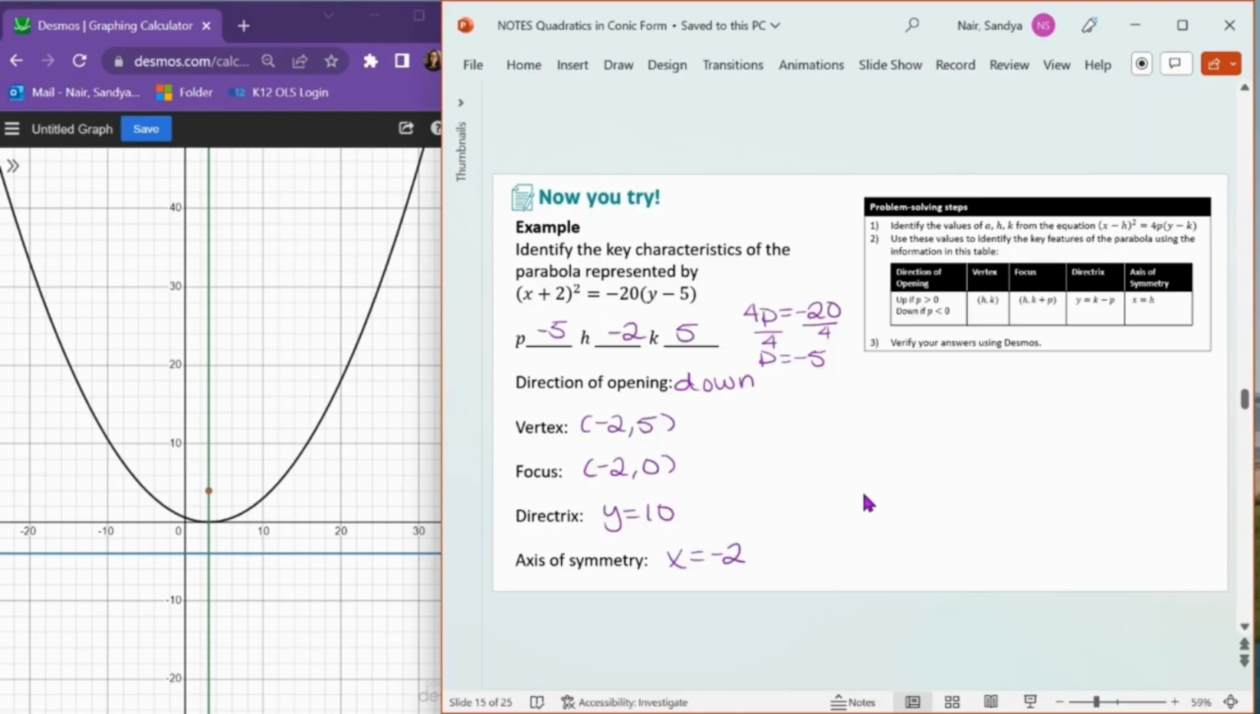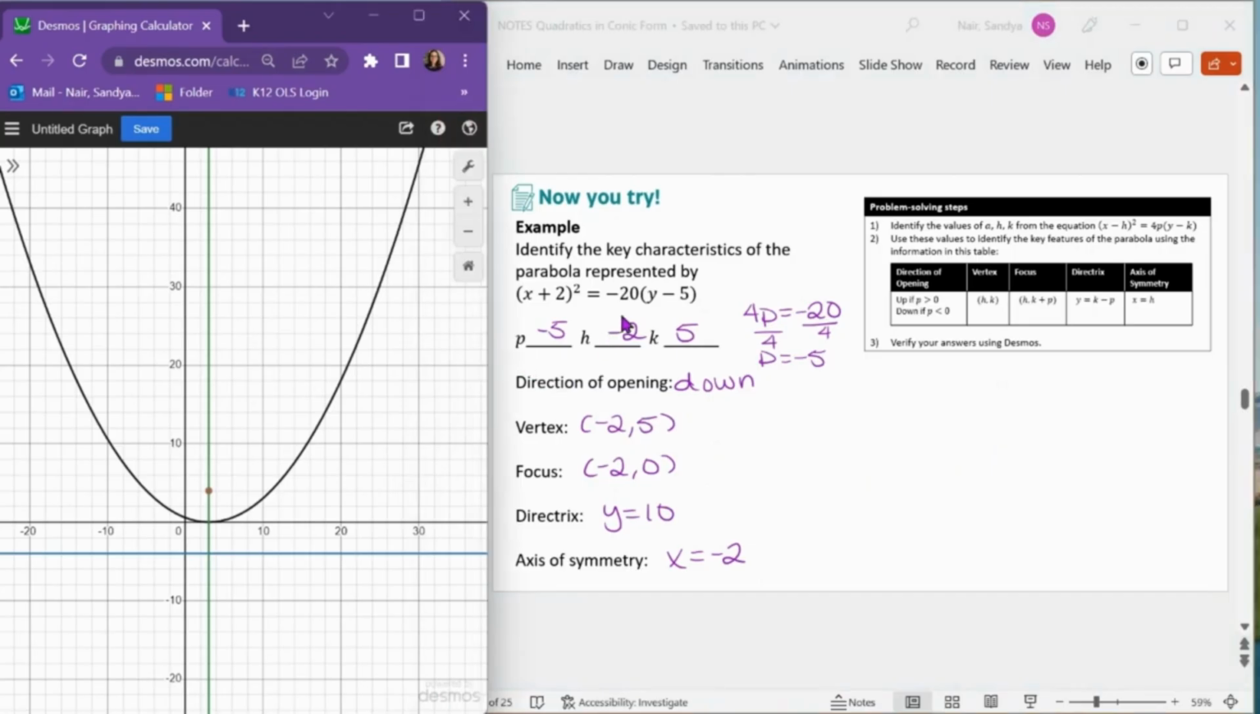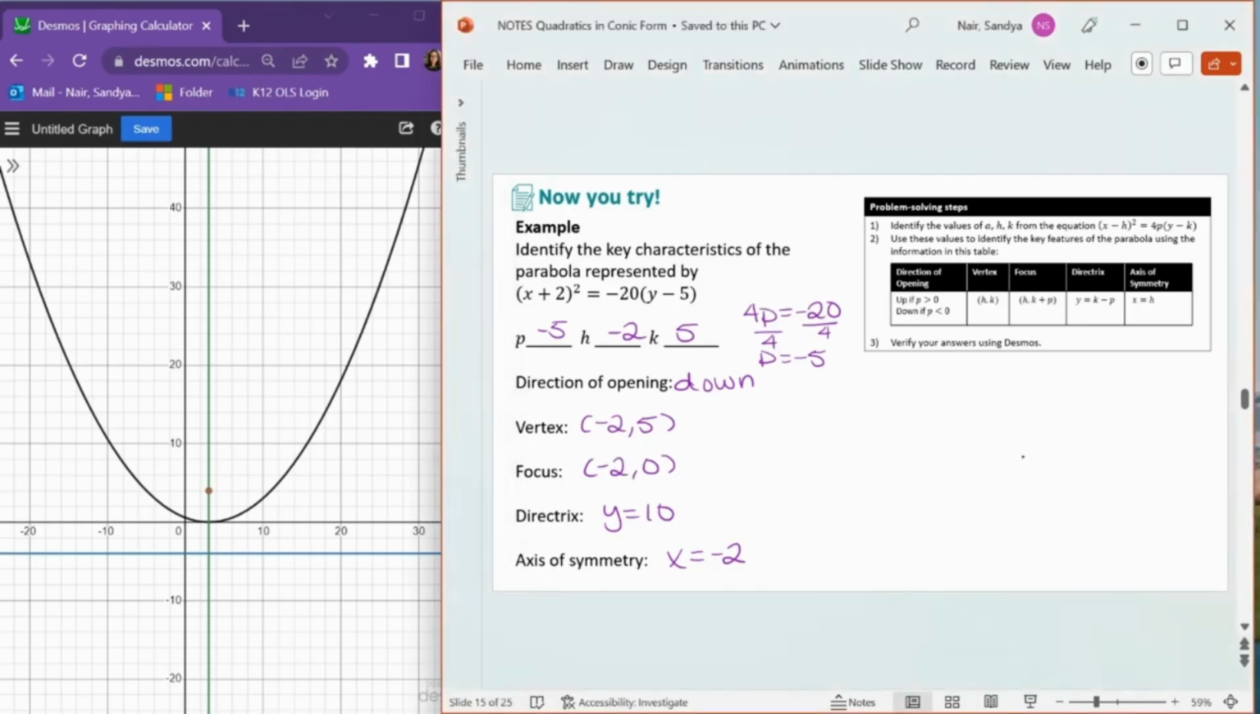So here, based on this equation, we can say that p is -5 because we do -20 divided by 4 and get -5. h and k will have the opposite signs, so we have -2 and 5. Since p is negative, this will open down. The vertex will be at (h, k), so (-2, 5). The focus, we will just rewrite the value of h and then do k plus p. So k is 5, k plus p will be 5 plus -5, so that's how we get 0.